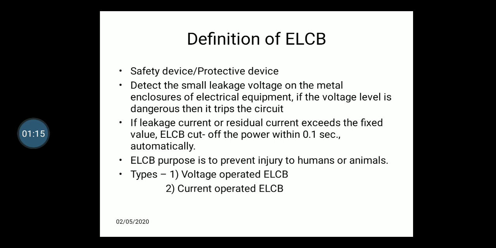Now, what is leakage current? Leakage current is also called residual current. Sometimes when insulation failure occurs in electrical equipment or in the whole electrical circuit, or sometimes when the live wire touches the metal enclosure of the electrical equipment, some amount of current is present on this metal enclosure, or some amount of current starts to leak into the earthing.